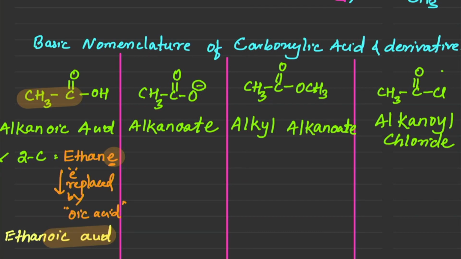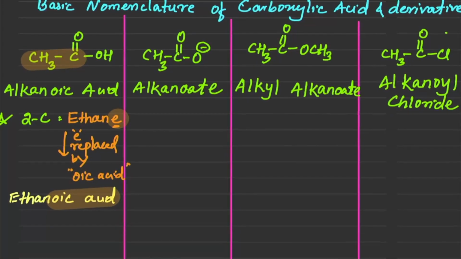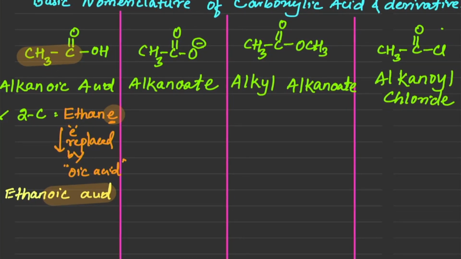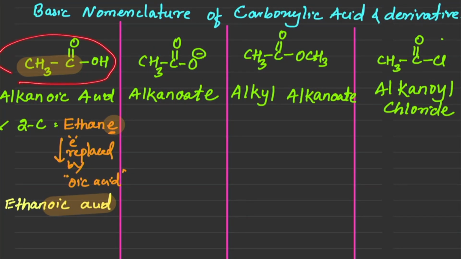In the same way, if you have a 3 carbon chain, propanoic acid, butanoic acid, pentanoic acid, hexanoic acid, and so on. One thing you want to know is that since this is one of the very commonly used molecules, found in our kitchen, that's our vinegar. So vinegar is basically acetic acid. The common name for this molecule is acetic acid.